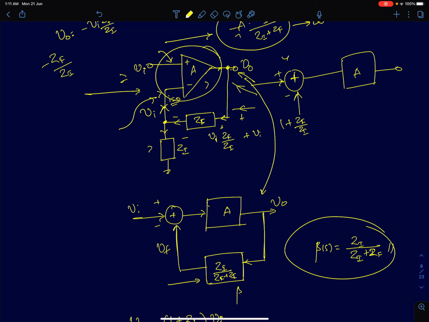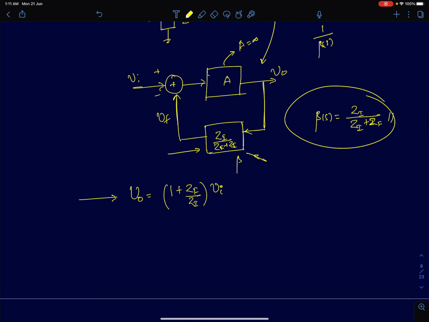Now we already know if the forward path gain A is infinity, the closed loop gain is given by 1 by beta of S. So it will simply be the inverse of this, 1 upon this, which will be 1 plus Zf by Zi.